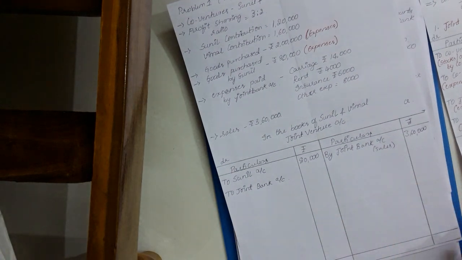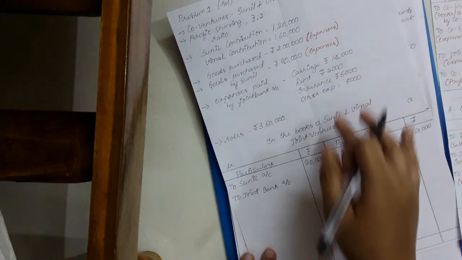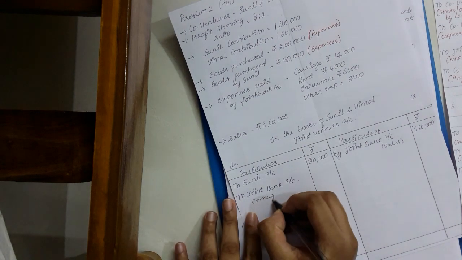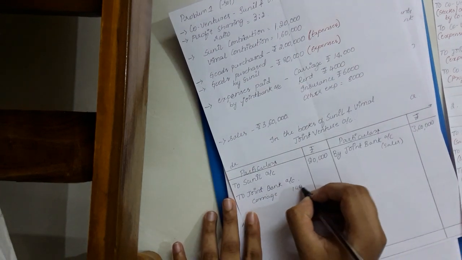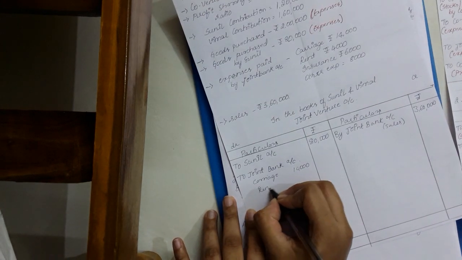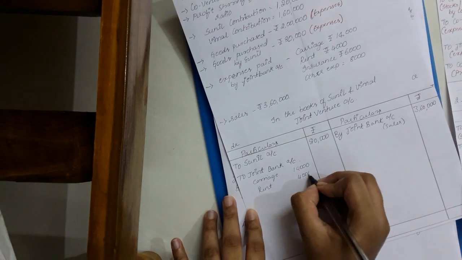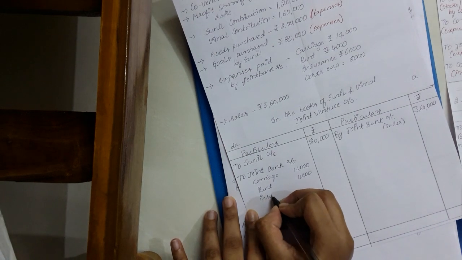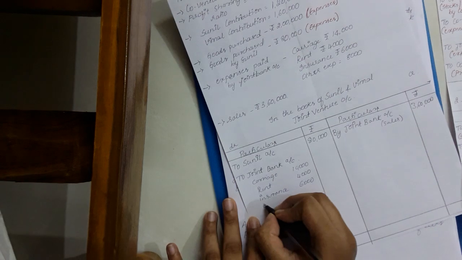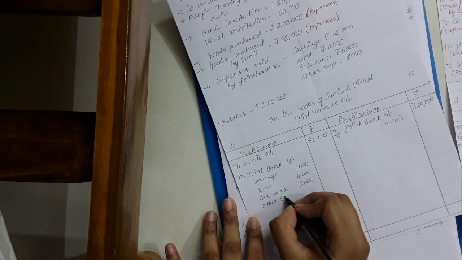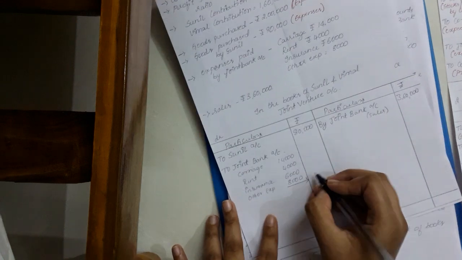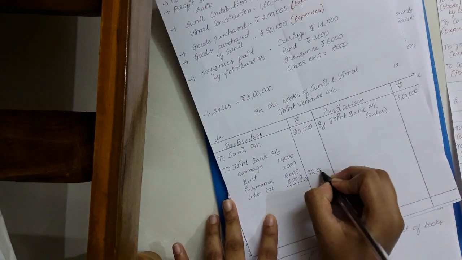So what are all the expenses given over here? Carriage of 14,000. Next is rent worth 4,000. Insurance 6,000. Other expenses worth 8,000. So when we add all those things, the value will be 32,000.